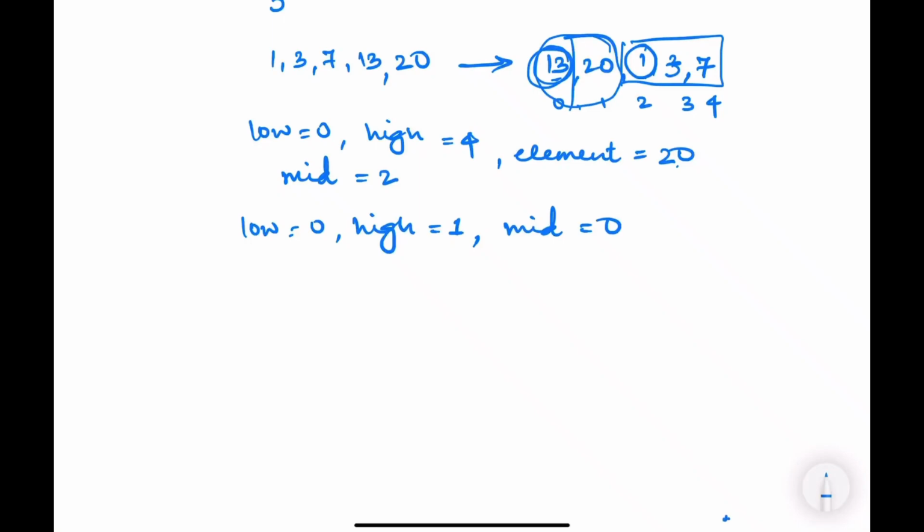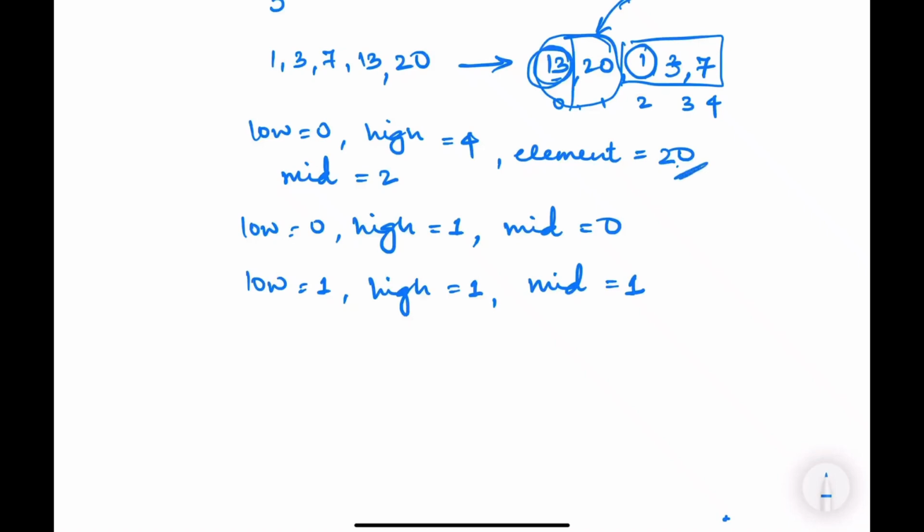Again, we find out whether that element exists in that range or not. So we ask, is 20 greater than or equal to array of low, which is 13, and at the same time is 20 less than or equal to 13? No. So we are going to again find in the right subarray. In that case, now low would be 1, high would be 1, and this time mid will also be equal to 1. So now the first condition becomes true, that is array of mid is equal to the element. So we return 20.